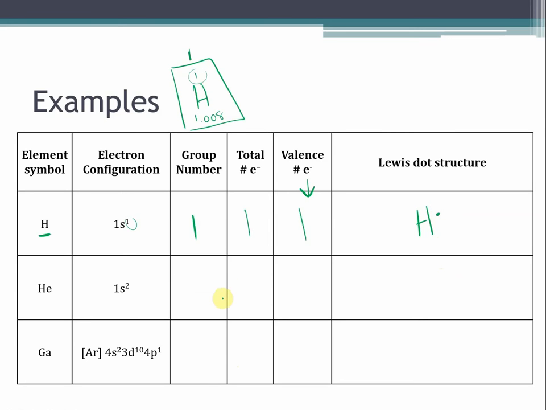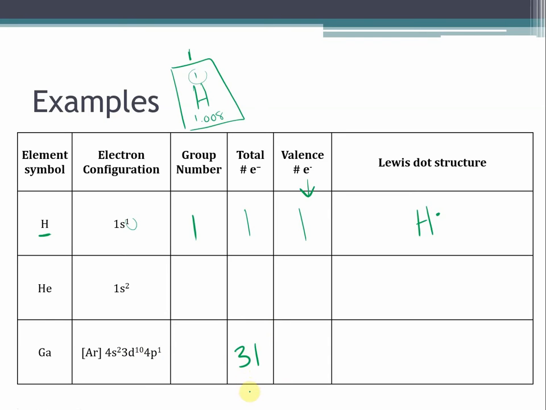We are going to skip helium for a second because it does something weird. We're going to go to gallium, and then we'll come back. So looking at gallium, we're given the noble gas configuration starting at hydrogen and then 4s2, 3d10, 4p1. If you look on your periodic table, or you add the number of electrons from argon plus 2 plus 10 plus 1, either way, you should get a total number of 31 electrons.